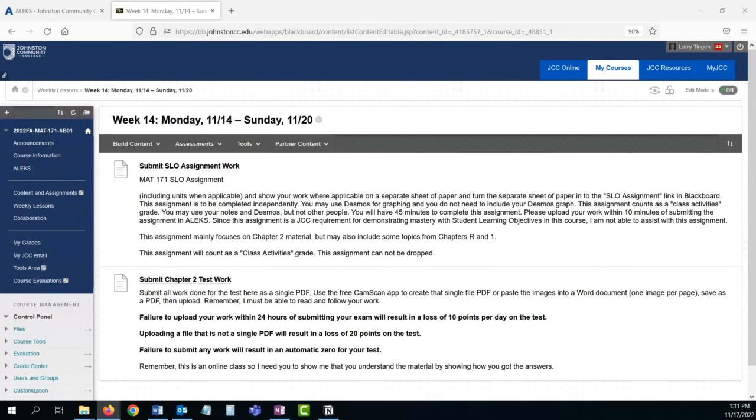The way I see this working now, does it work for the SLO? Yes, it does. So any work completed for the SLO needs to be submitted as a PDF, just like the work has been for the tests each time.